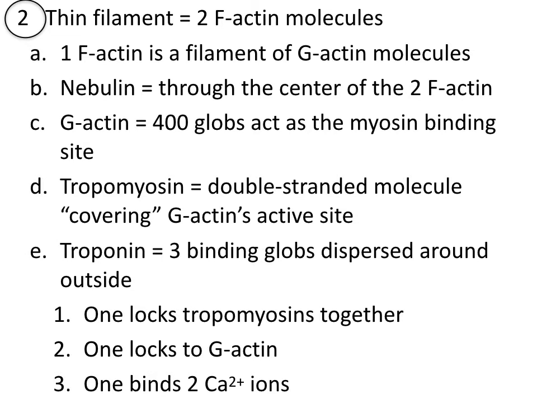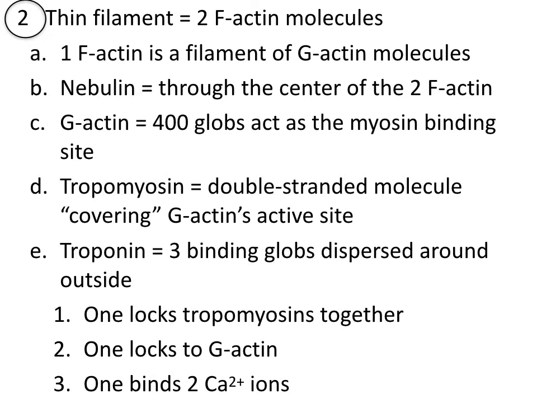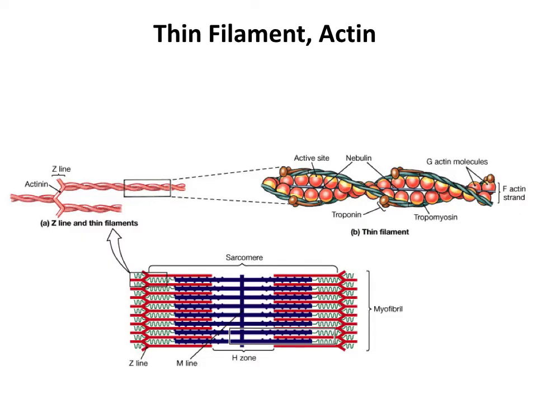So the thin filament now, the actin. We'll start with actin. Actin has two F actin molecules. What does F stand for? It stands for filament. There are two of them in a single filament. So if you look at that Twizzler looking thing on the left hand side, the Twizzler that's twisted over and over, those are the two F actin molecules that we're talking about.